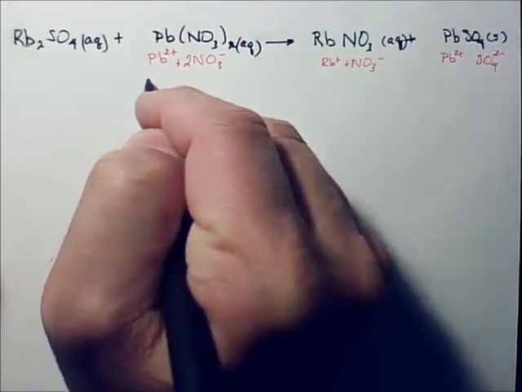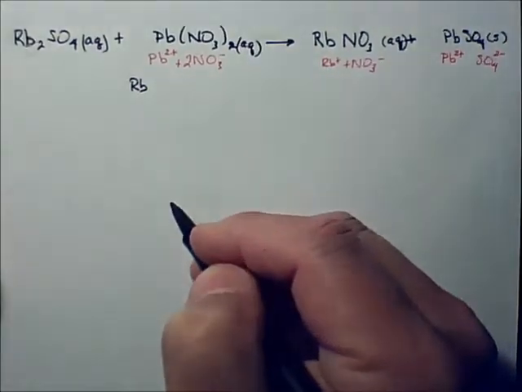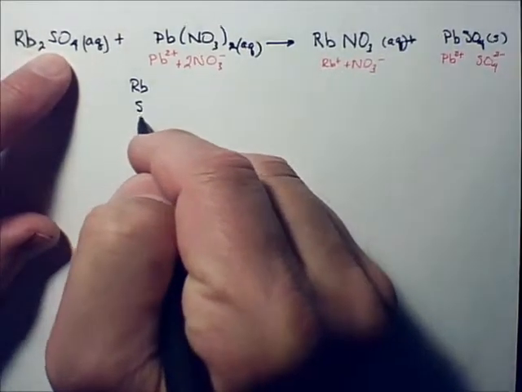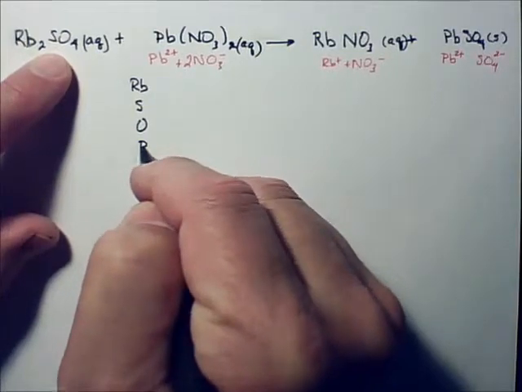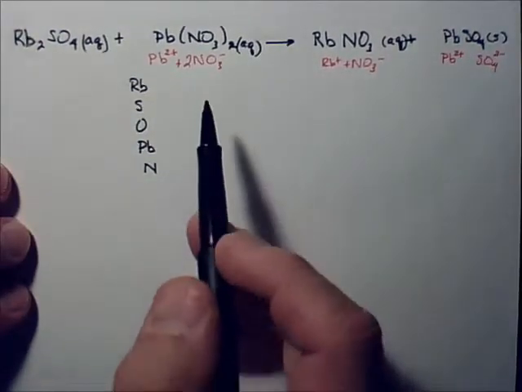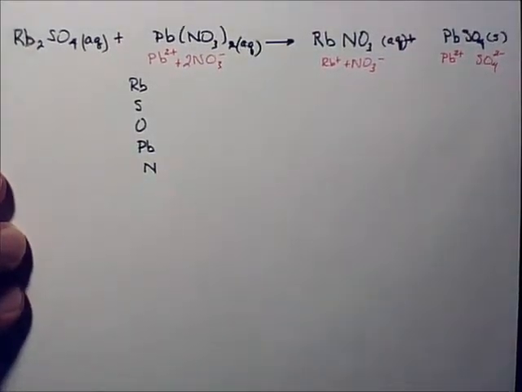Alright, so now we're going to make an atom inventory. We're going to write down in a vertical fashion all the elements in these formulas. We have rubidium and sulfur and oxygen and lead and nitrogen. Oxygen is in 2 places, so we don't write it twice, we just write it once.